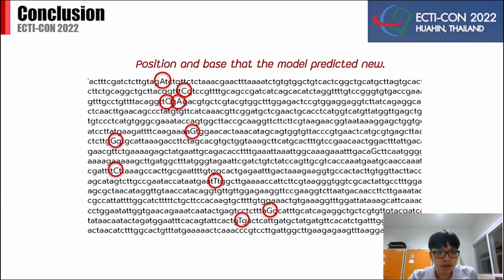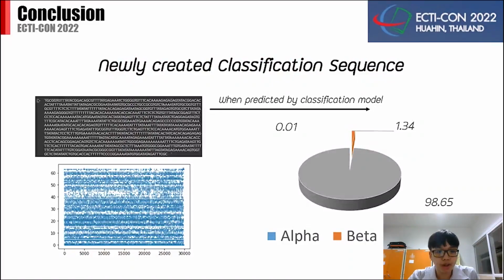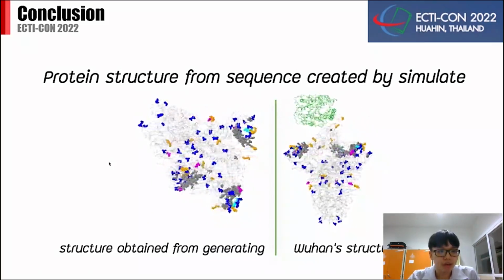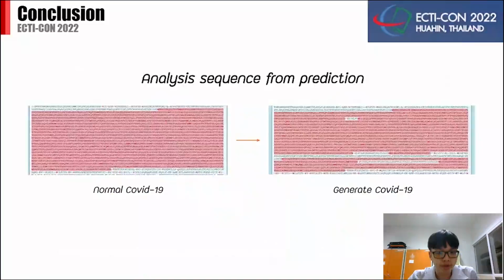Here is an example of the base sequence obtained by applying the sequence generation model to predict the location of the mutation in the base sequence as shown in the figures. When the classification model takes the generated sequence after predicting, it turns out that the base sequence is 98% close to the delta genetic. In the next step, we simulate protein structures, comparing the base sequence that we have generated with the Wuhan sequence as shown in the pictures.